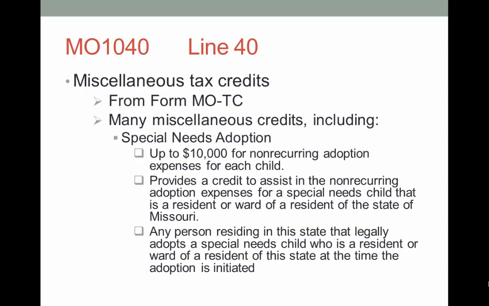Skipping ahead again to line 40, I want to talk a little bit about some miscellaneous tax credits. There are actually probably about 50 different types of miscellaneous tax credits that a taxpayer can claim on their tax return. However, most people don't even come close to being eligible for them. But I do want to highlight some that I have seen show up.